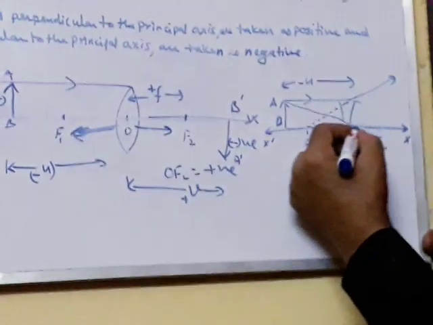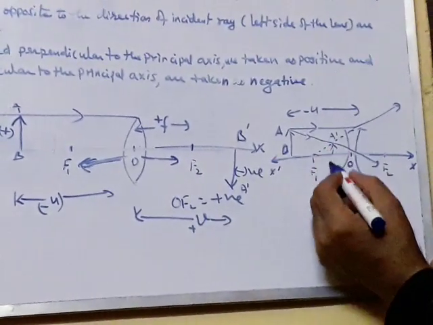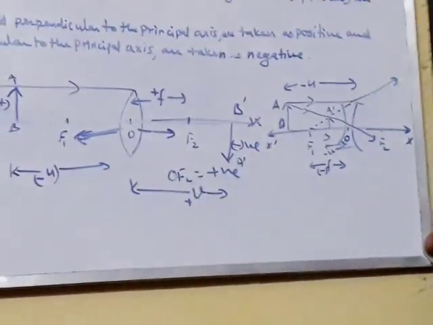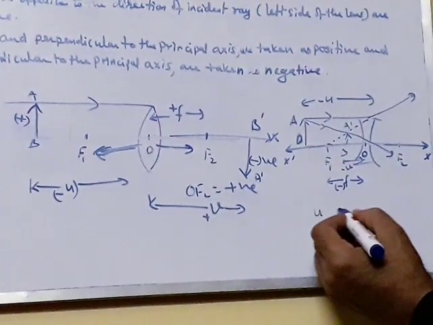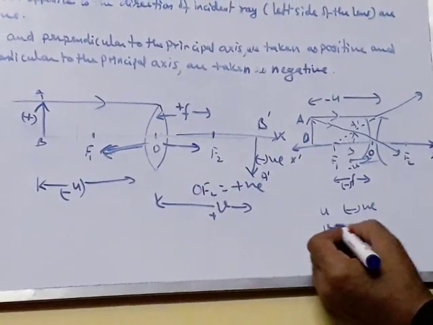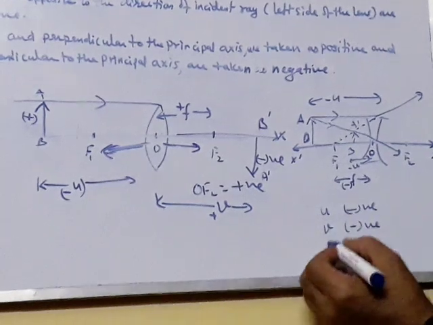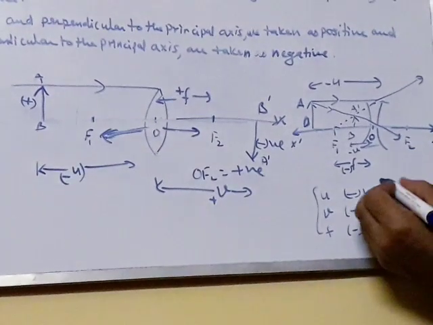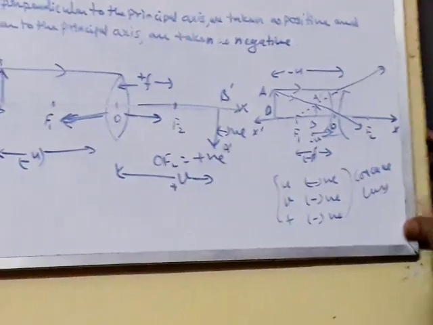For the image distance, you see that another ray goes to this side, so the image distance in this case is A dash B dash. So it is also negative. V is also negative. So you see that for a concave lens, U is negative, V is also negative, and F is also negative. For a concave lens, all three are negative.